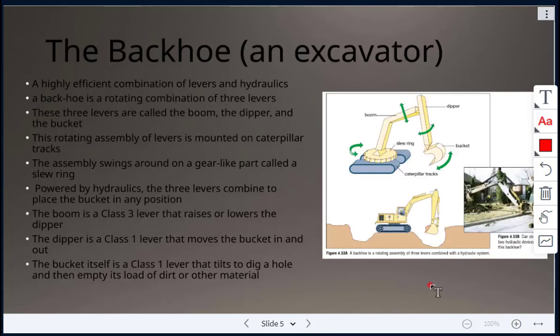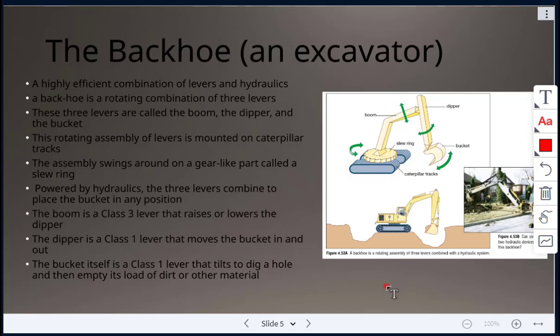All right, here's another example. This is the backhoe, also called an excavator. It's a highly efficient combination of levers as well as hydraulics. It's a rotating combination of three levers. The 3 levers are the boom part here, the dipper, and the bucket. And then it's all mounted on the caterpillar tracks shown here.